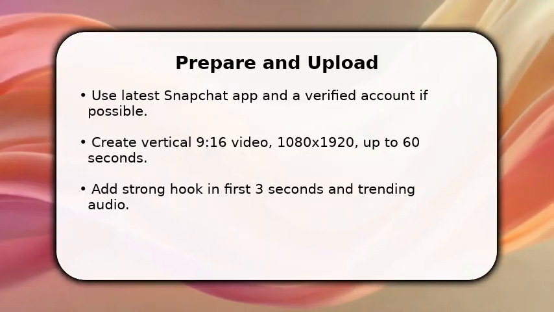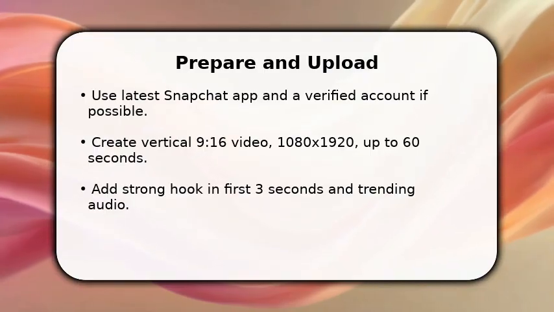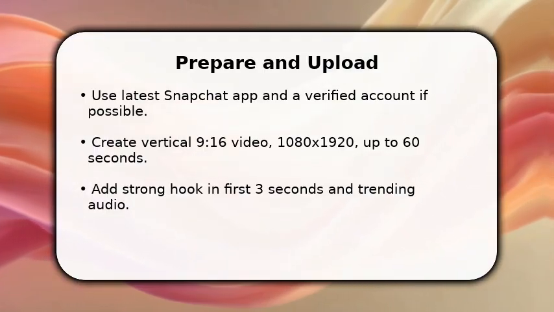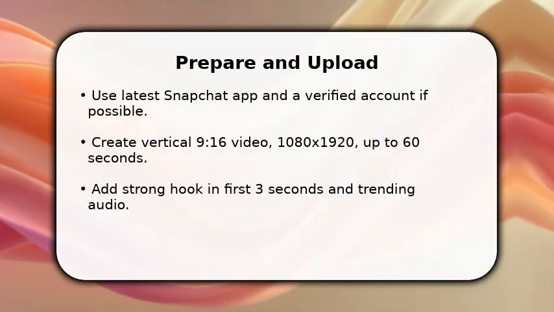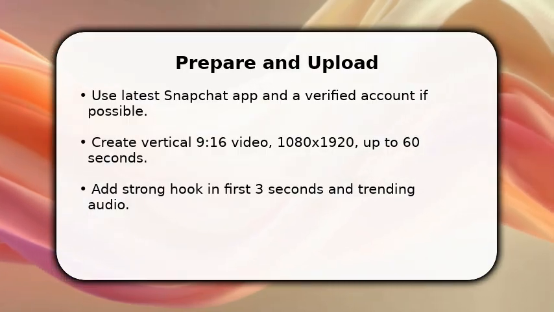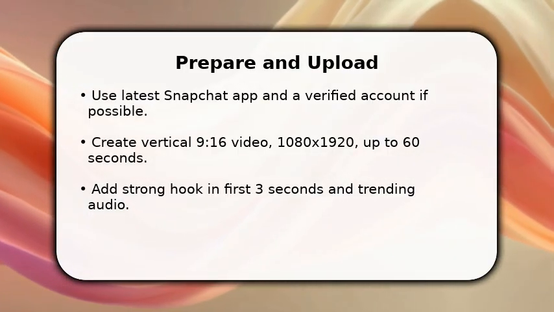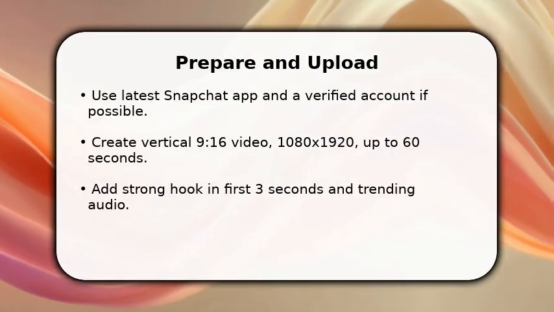You start by making sure your account and app are current. Update now and log in. Film a vertical 9:16 clip with a clear visual hook in the first 3 seconds so viewers don't swipe away. Once done, trim to 60 seconds or less and pick trending audio.